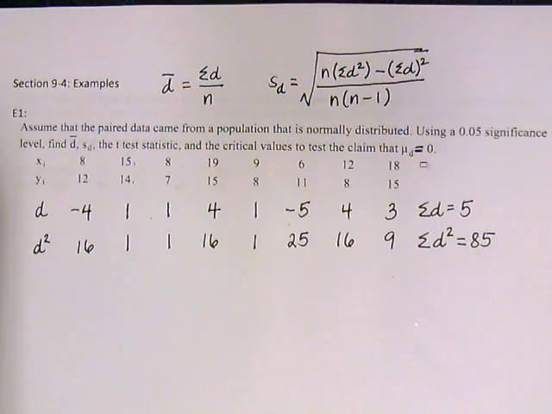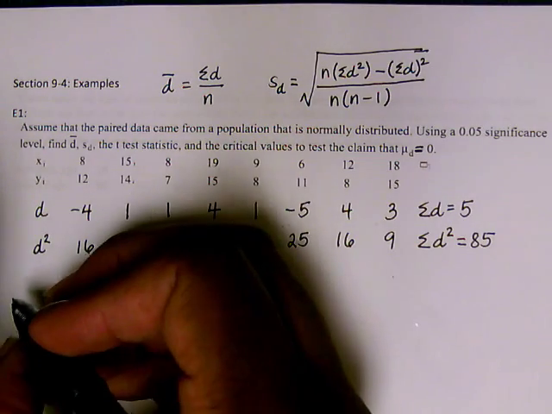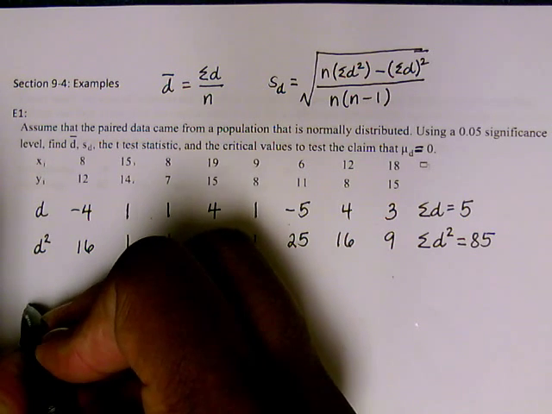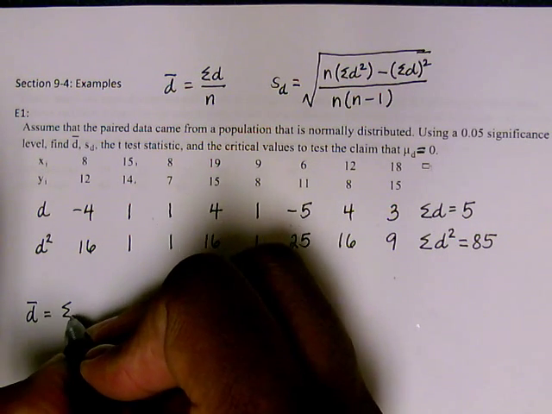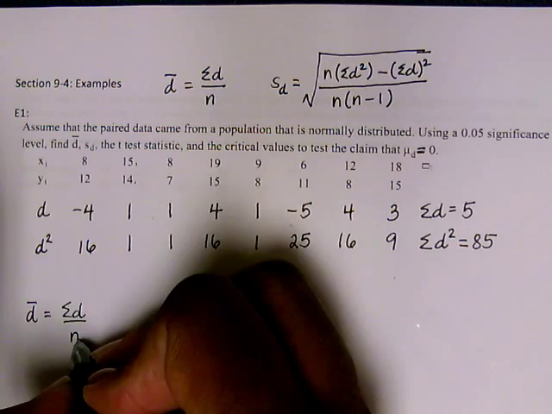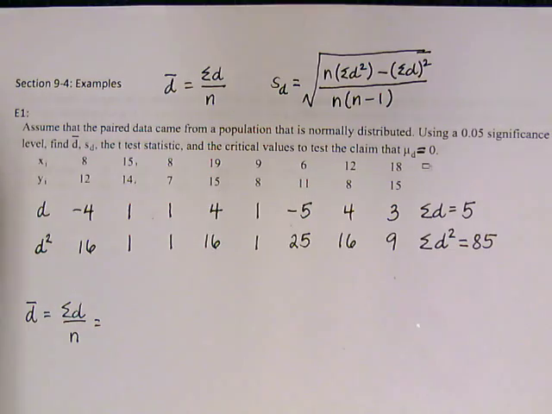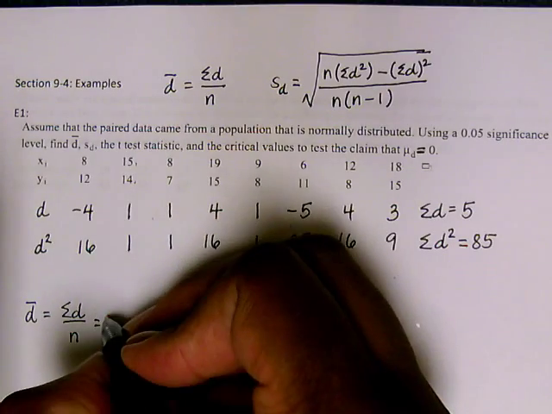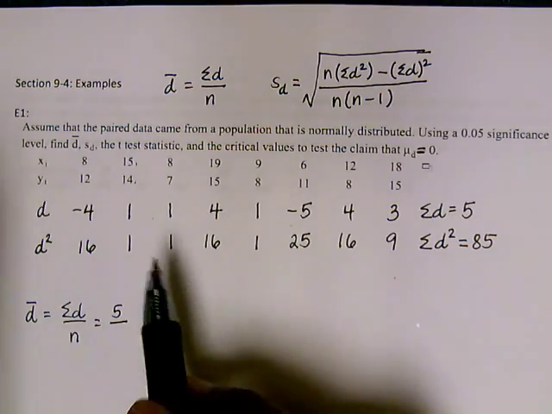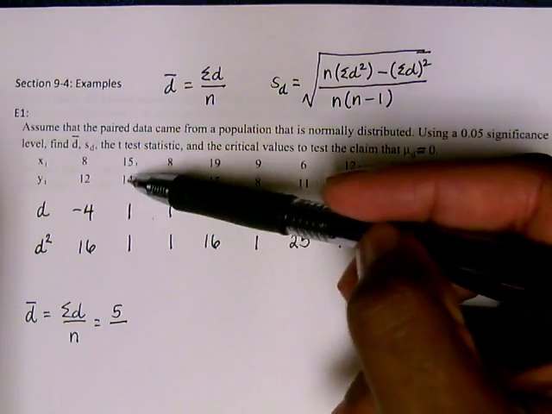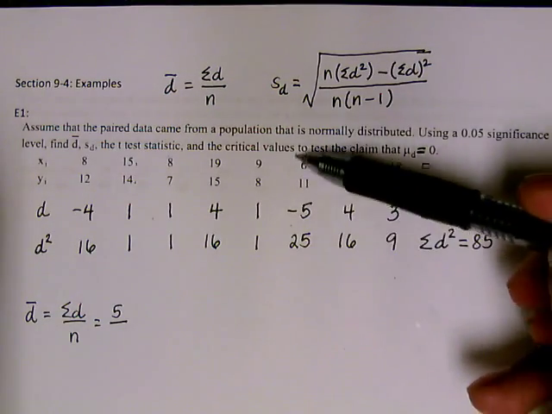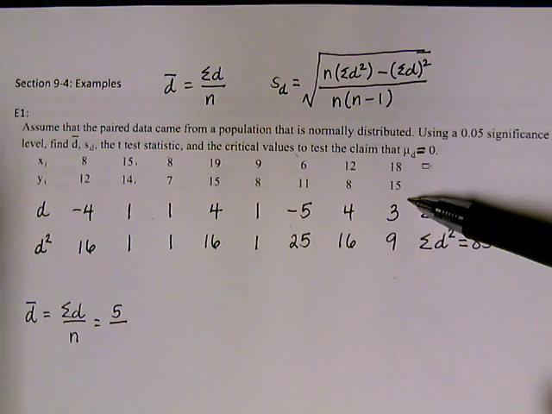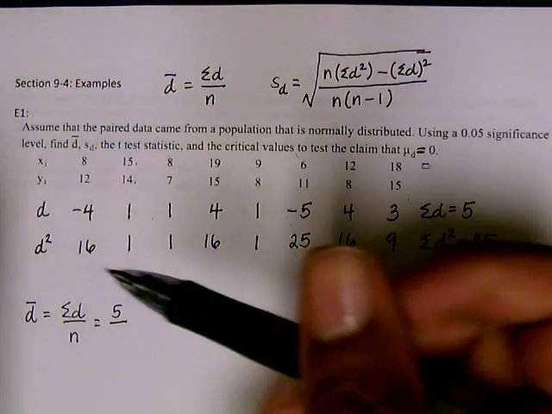Okay. Now from this I can find out what d bar is, and I can find out what s of d is going to be. Now d bar is the sum of all the differences divided by n. N is the number of paired data. The sum of all the d's was 5. So this would be 5 divided by the number of paired data. I have 8 paired data values. So I'm going to divide by 8.